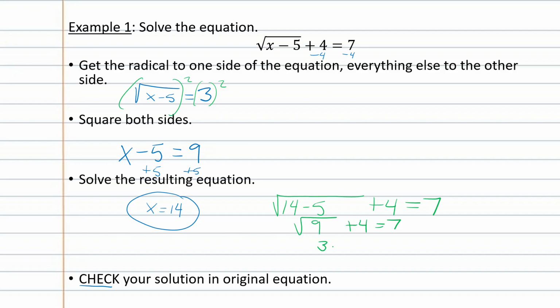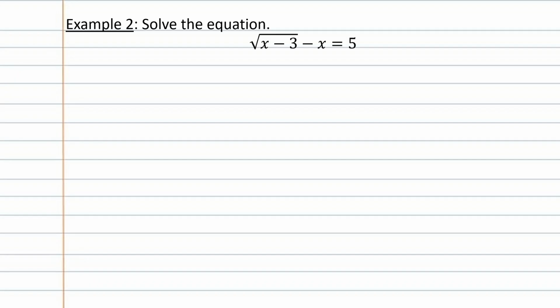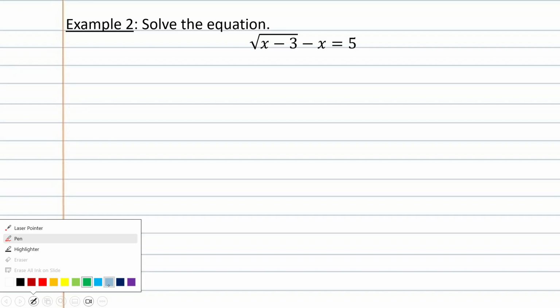Well, the square root of 9 is 3. 3 plus 4 does equal 7 because 7 equals 7. Awesome. Good to go there. So our resulting solution here does in fact work. So x equals 14 is a solution to this equation. Let's try another one.